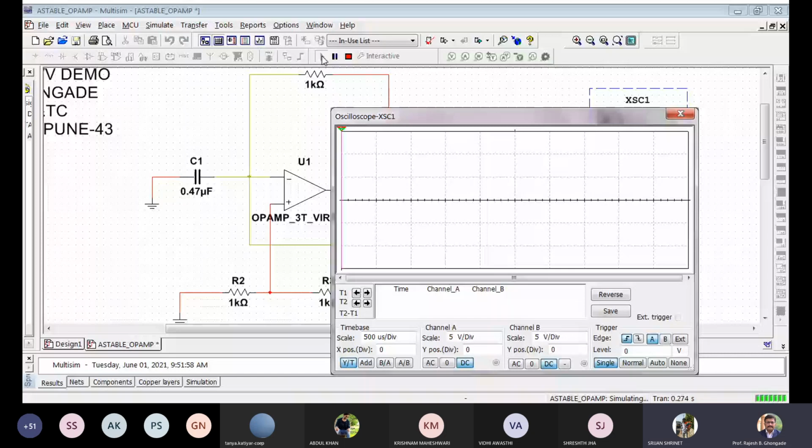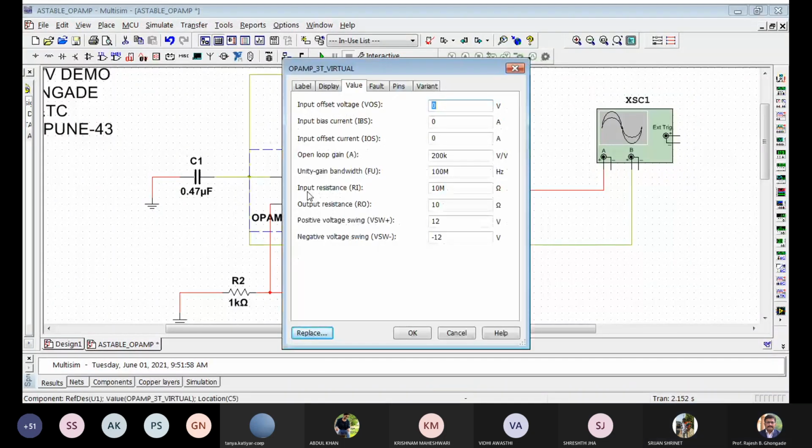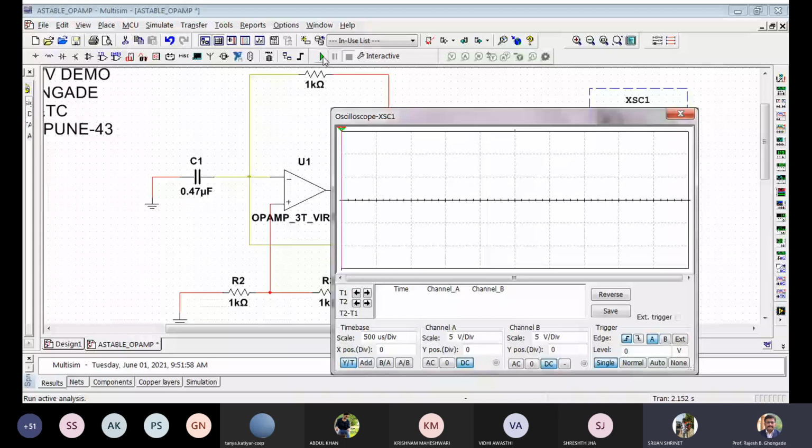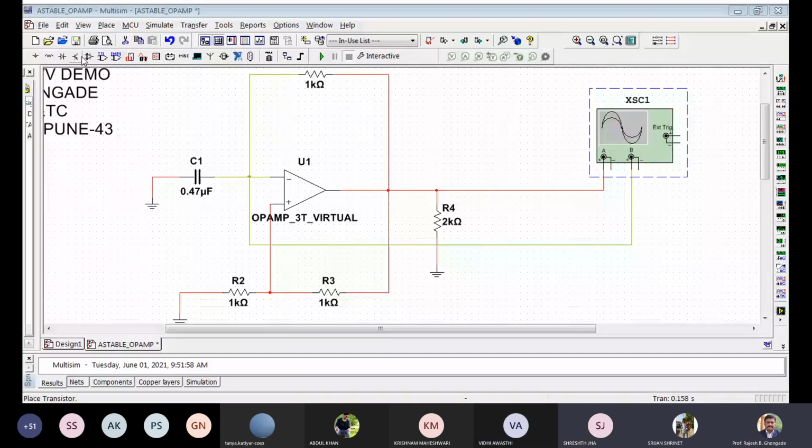Why does it not work? Because we are looking at the ideal operational amplifier with input bias current as 0 and offset voltage also as 0. So whenever you want to use an ideal operational amplifier, make sure that you have offset voltage as 2 millivolts and bias normally as 500 nanoampere. Then only will it start oscillating. Is that clear? Yes, sir. Okay, let me switch back to the OneNote page.